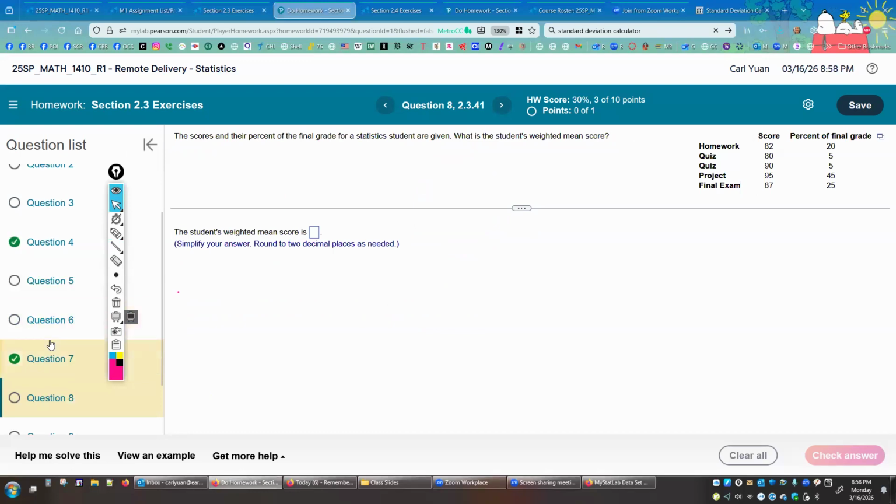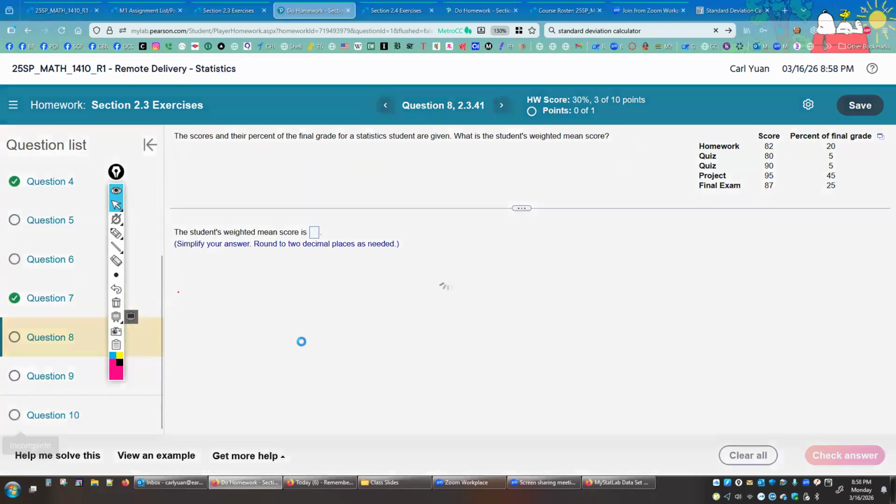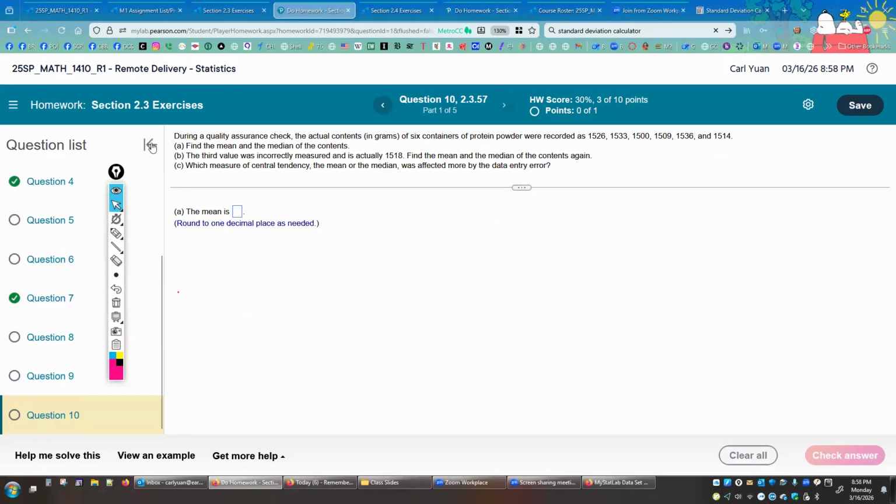Let's look at number 10. During a quality assurance check, the actual contents of 6 containers are given. Find the mean and the median of the contents. Let's use StatCrunch again. Then the third value was incorrectly entered and is actually 1518. Find the mean and median again. Then which measure of central tendency was affected more by the data entry error? We'll get to all that. The first thing is calculating the mean.